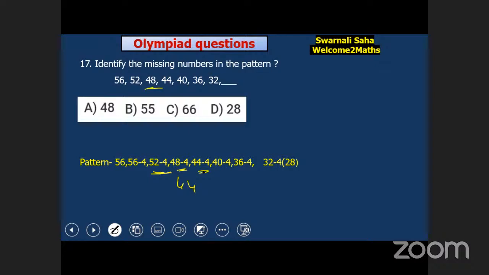And then this process will continue, and after that we'll get 28. Yes, D is the answer. Very good.